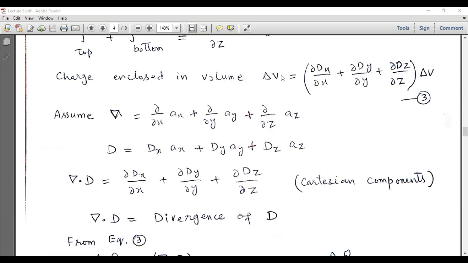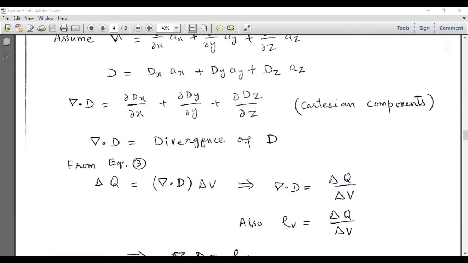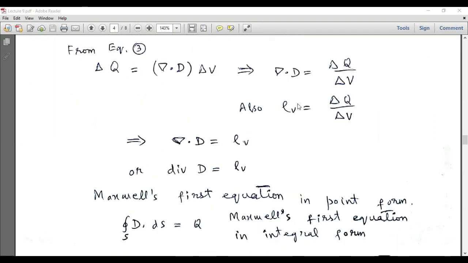From equation 3 we can write delta q equal to del dot D into delta v. So delta q is equal to del dot D into delta v, and from here we can say that del dot D is equal to delta q over delta v. And we also know that delta q over delta v is charge per unit volume, and it is equal to volume charge density rho v. So it means del dot D is equal to rho v.